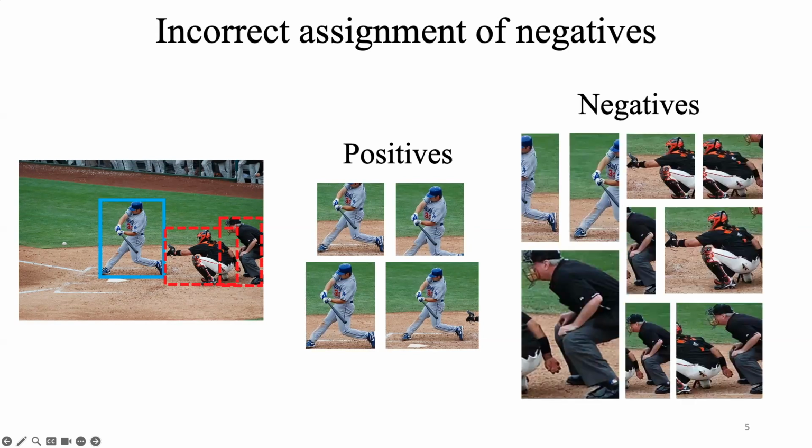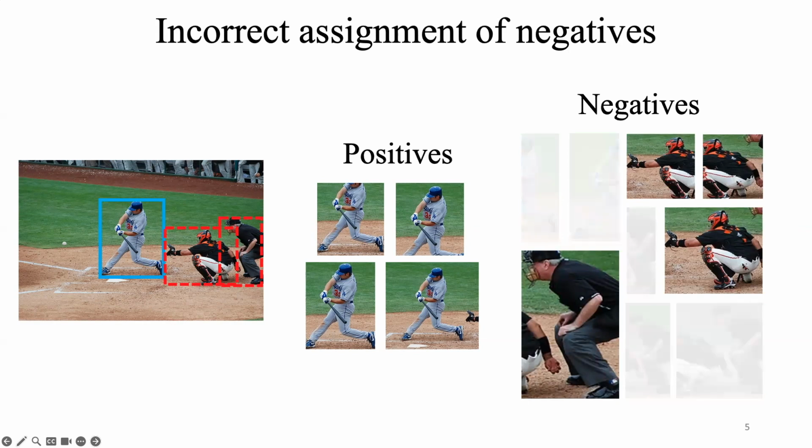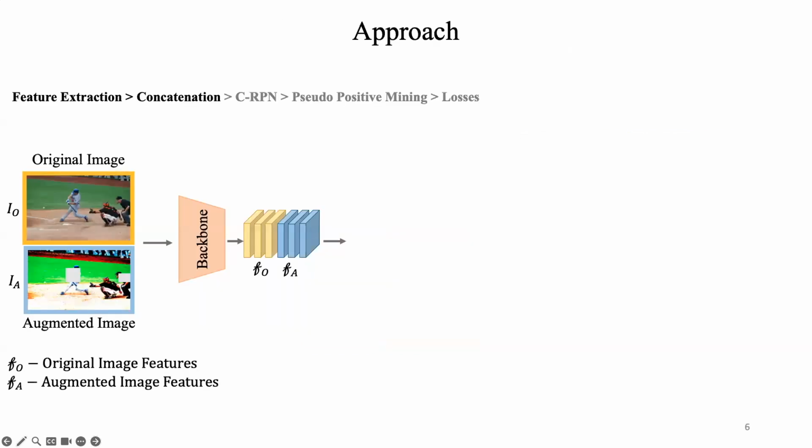Since we are missing a few annotations, we get negatives on potential positive boxes. If left unattended, these regions, which should have been positives, will be penalized as negatives. Our goal is to avoid penalizing the detector for predicting proposals on these image regions. Let's go over our approach now.